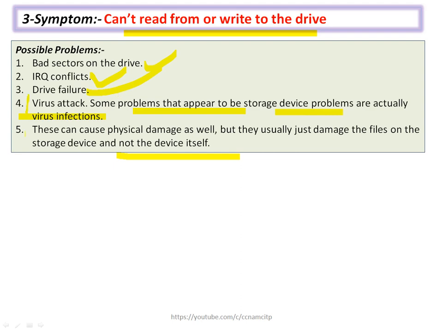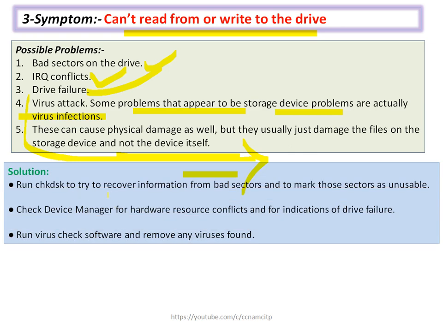So if we suspect it is a virus kind of problem, then we should use a good antivirus for that. And how can we rectify this? If it is a bad sector, we can run the chkdsk command to try to recover information from the bad sector and to mark those sectors as unusable. Check the drive manager for hardware resource conflict and for indication of drive failure, run virus check software and remove any virus found. So these are very simple solutions we can use. We should generally try these at the time of this kind of error, can't read or write to drive.